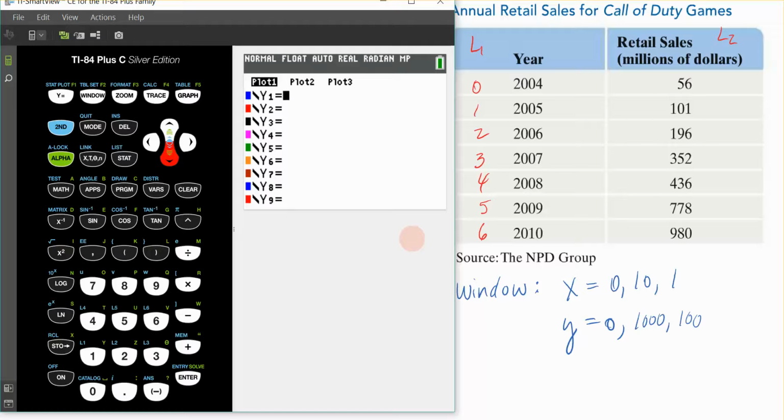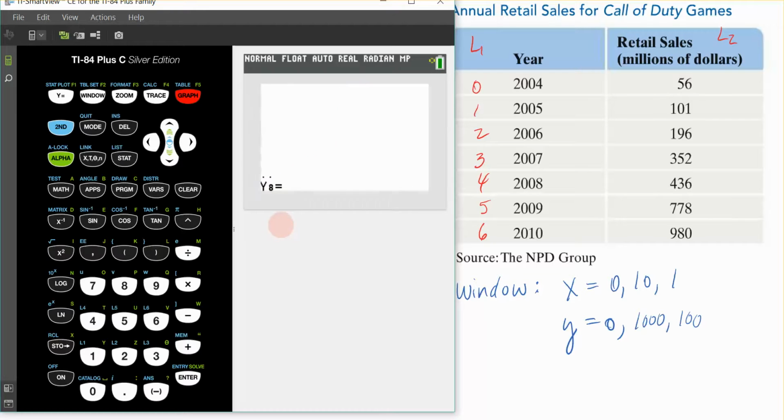Now I can go to the graph since I have the window adjusted, and I can see what this looks like. Each of these blue boxes on my screen represents the ordered pair for these points over here. Remember, along the x-axis we had the year, along the y-axis we had retail sales, and here is the plot representing the data from my table. Now we're asked to determine, based on this plot, what this graph looks like. Does it look logarithmic? Does it look exponential? Does it look linear? Well, I don't think that it's linear because it looks to me like it's curving.